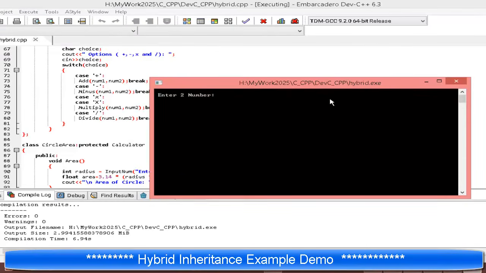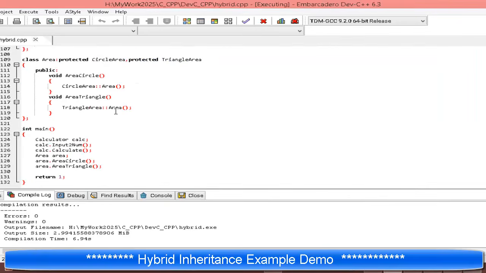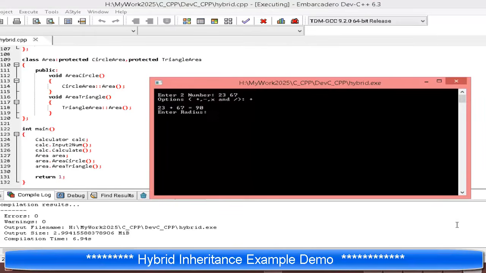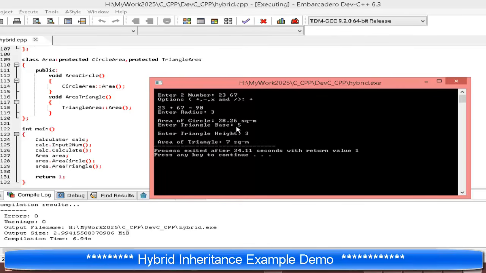Here I am inputting the two numbers, 23 plus 67. The choice passed is plus, then the result is this. Now this time the circle area function is called. The circle area function asks for the radius, so I input the radius 3, and this is the result. And next is calling triangle area. I have passed base 5 and height 3, then the result is this.